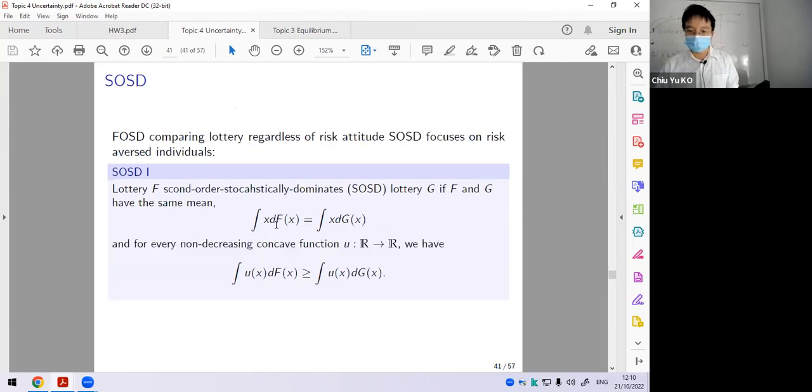So the next one is called SOSD. The first one is pretty restrictive. It turns out you will very unlikely see FOSD, and that's why we look at another one. It's called SOSD, second order stochastic dominance. The idea is very simple. It's the following. This is the same as FOSD, right?